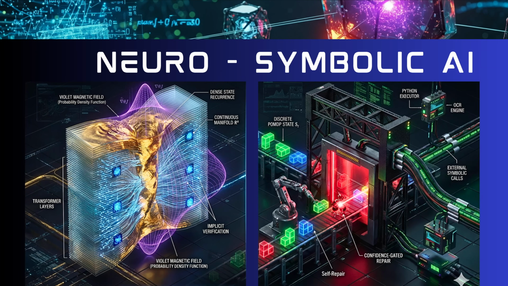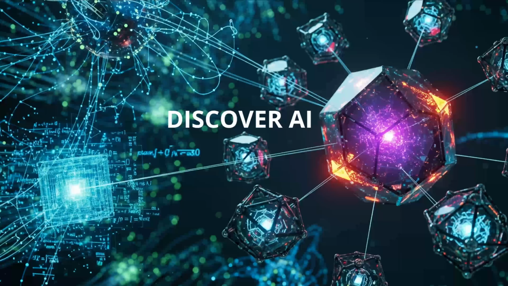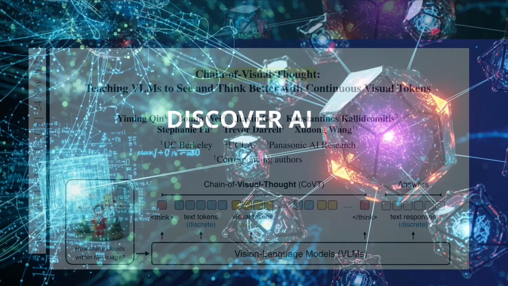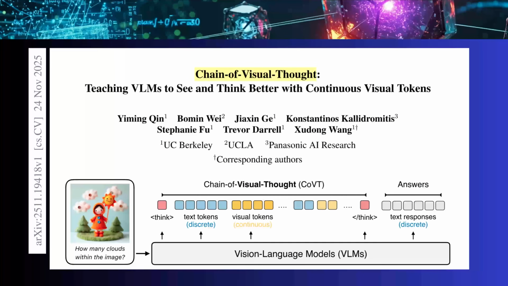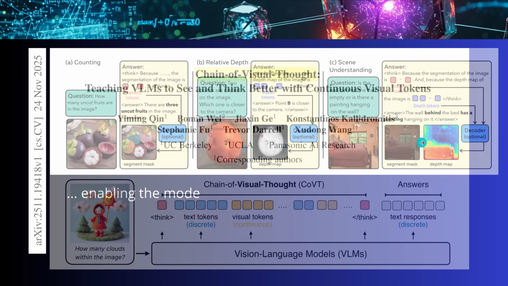Let's talk about the latest in Neuro-Symbolic artificial intelligence. At first, welcome to my channel Discover AI. We have a look at the latest AI research paper. And here we are. This is here November 24, 2025, Chain of Visual Thought: Teaching Vision Language Models to See and Think Better with Continuous Visual Tokens. And whenever I see UC Berkeley, UCLA, and Panasonic AI Research, I think, hey, yeah, Berkeley, I have to read this paper. So let's have a look.